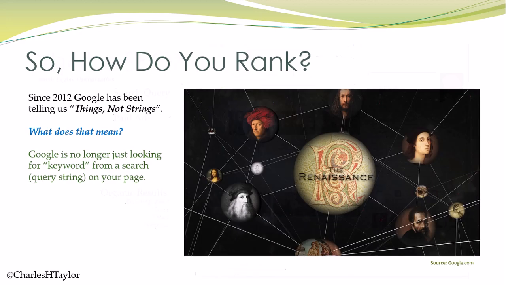Well, Google's been working on that for a long time. Specifically, back in 2012, Google began telling us to think about things and not strings. But what exactly does that mean? What Google meant is they're trying to get a better understanding of the context of not only what people are searching for, but the context of the page that they are finding. They're not just simply looking for a keyword on the page, they're trying to understand the page in terms of entities.